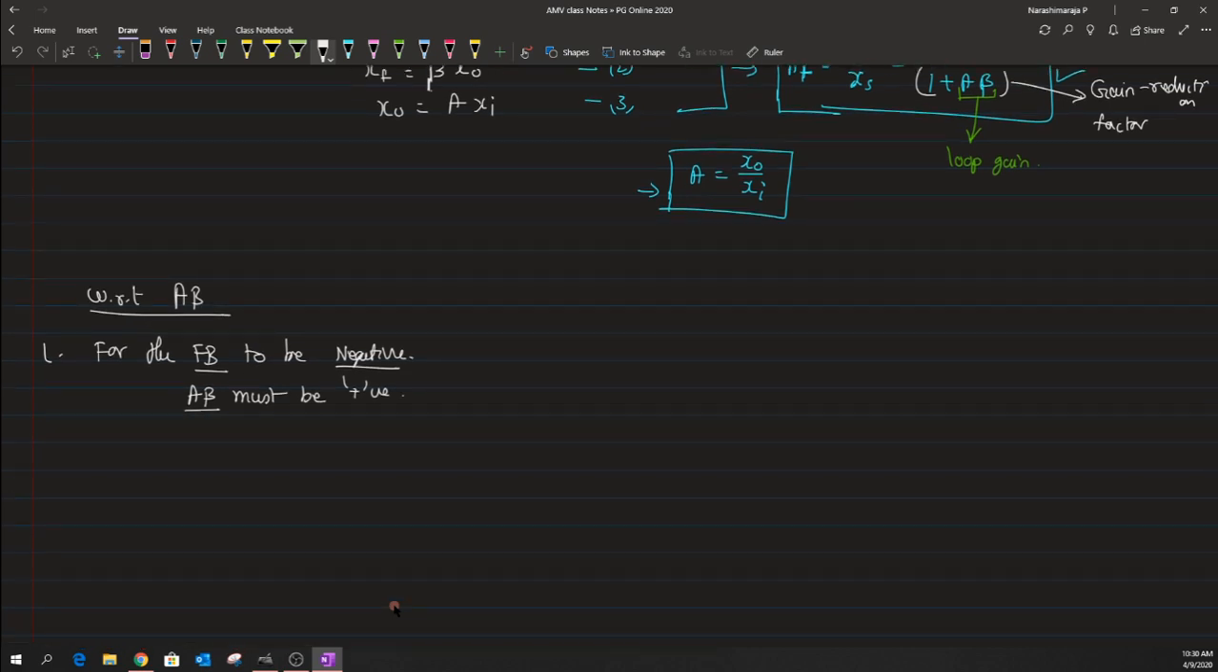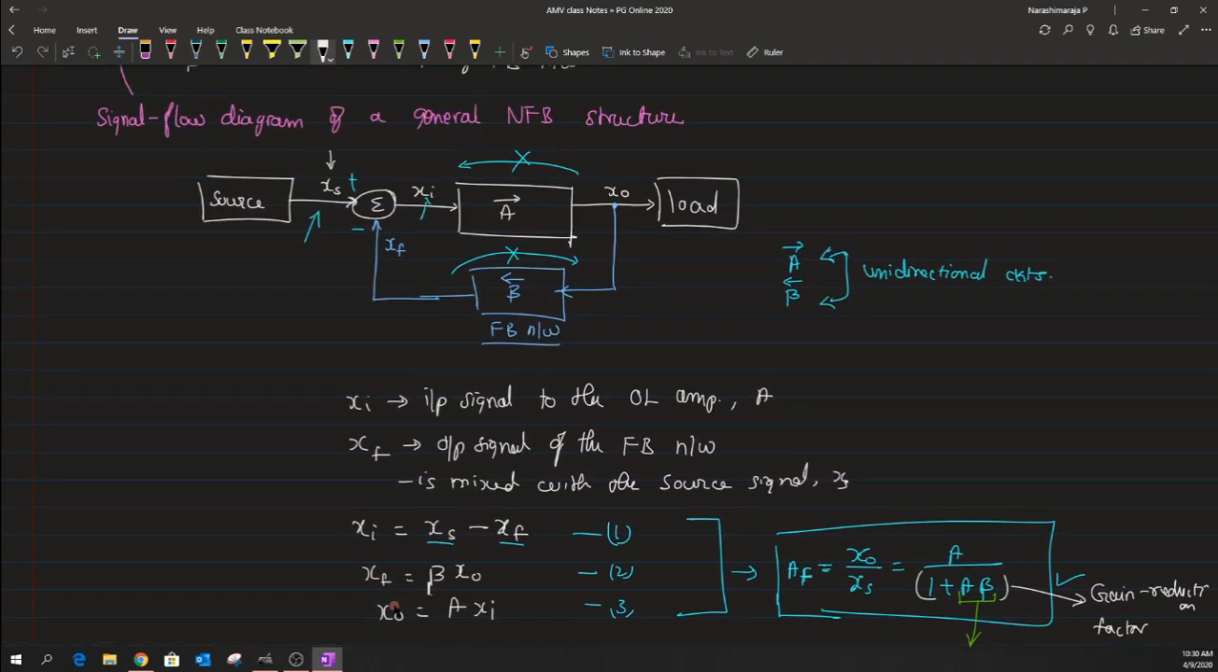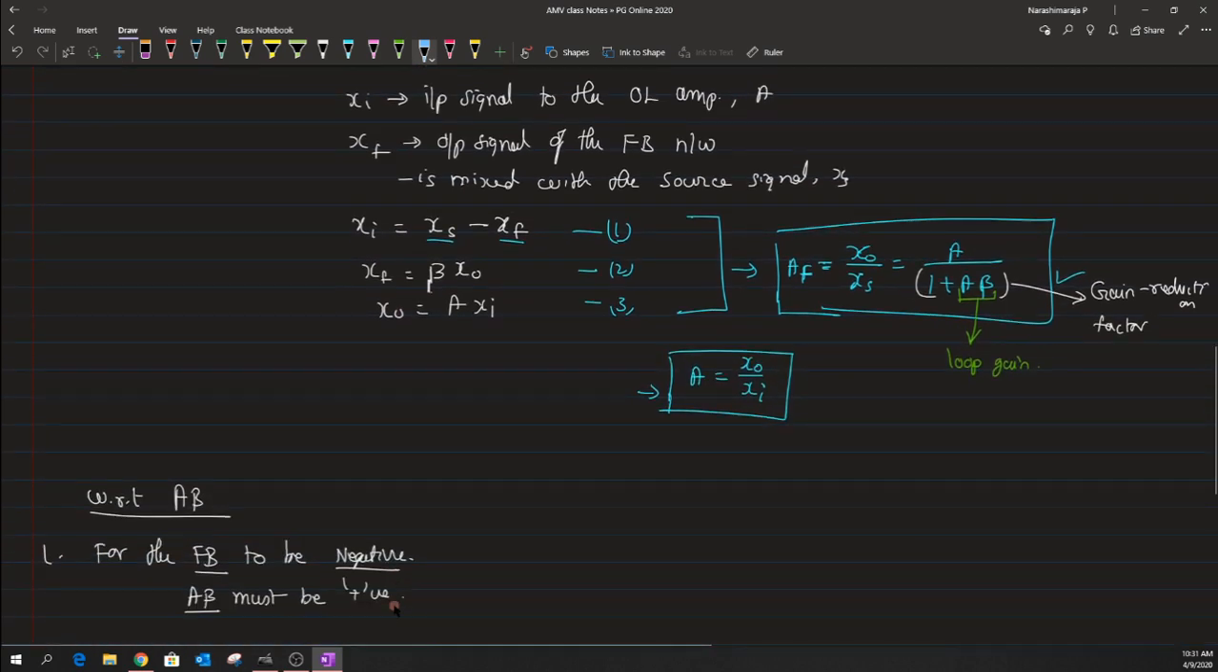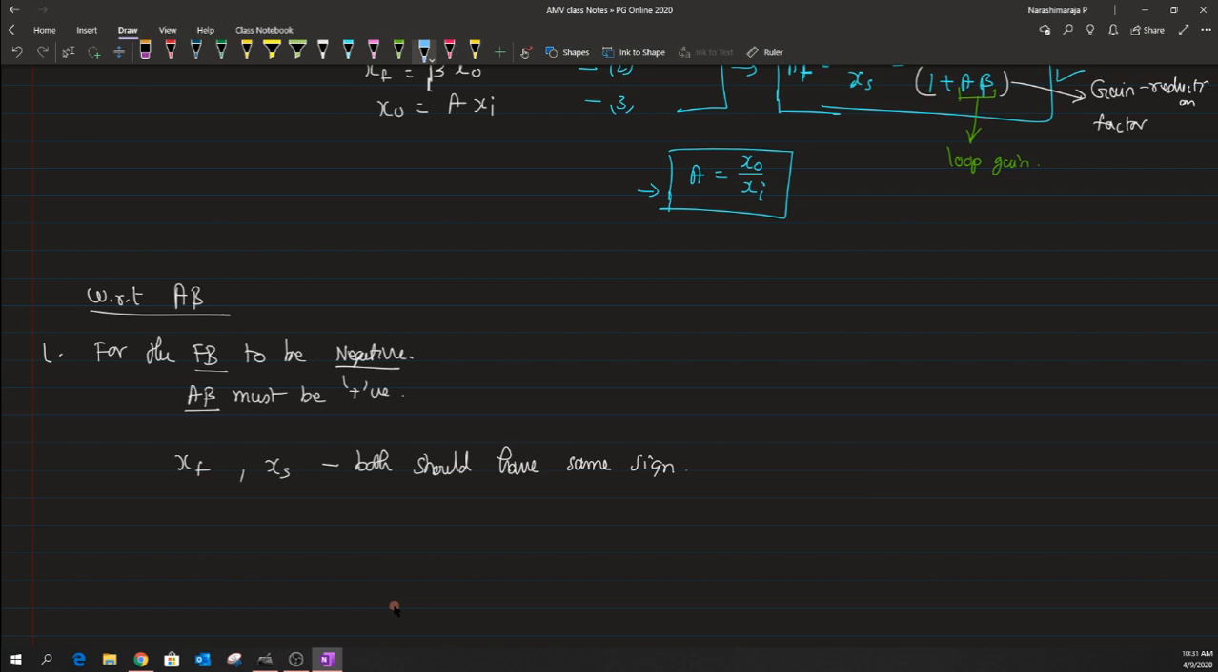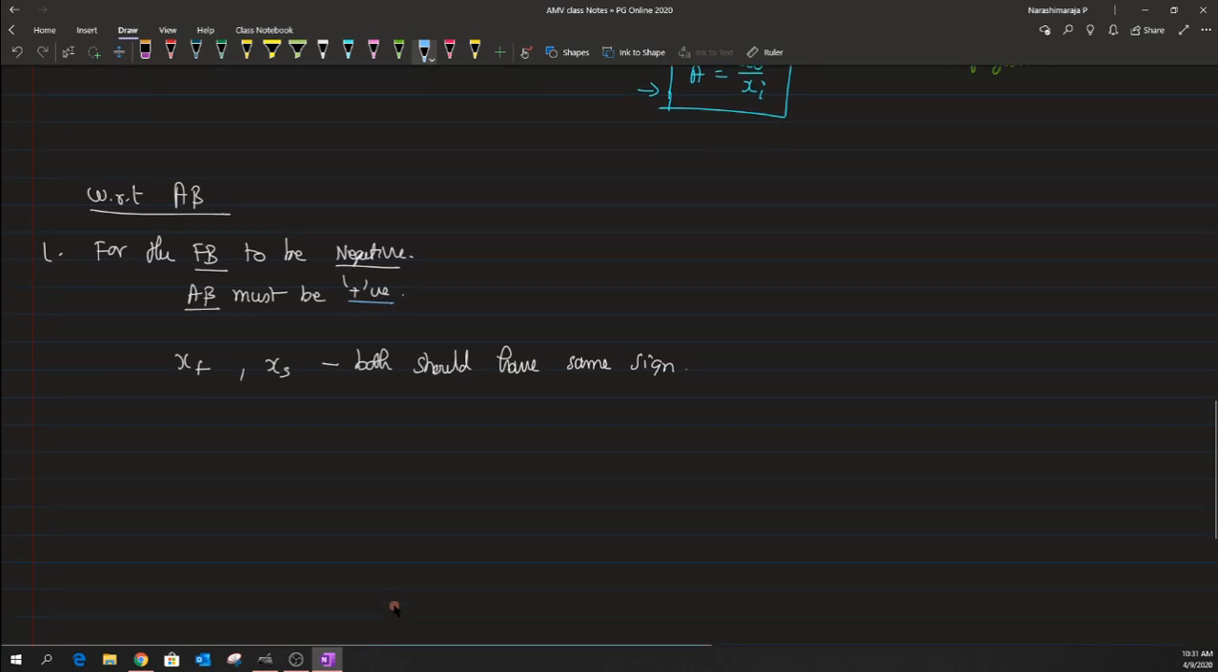This means that the feedback signal, which is xf, should have the same sign as that of the source signal xs. So both these signals should have the same sign. What it really means is, say for example I have a source signal which is a positive cycle, then even this feedback signal xf should also have the same positive cycle. You cannot have an opposite phase. Both have to have the same phase in order for this a beta to be a positive quantity, and if this a beta loop gain term is positive, then the type of feedback that we have employed can be defined as a negative feedback. And that is the real meaning of a beta being a positive quantity.